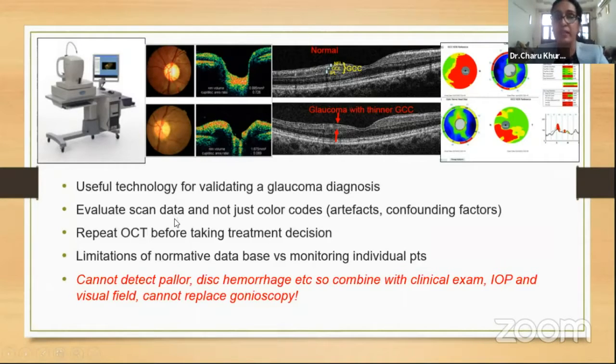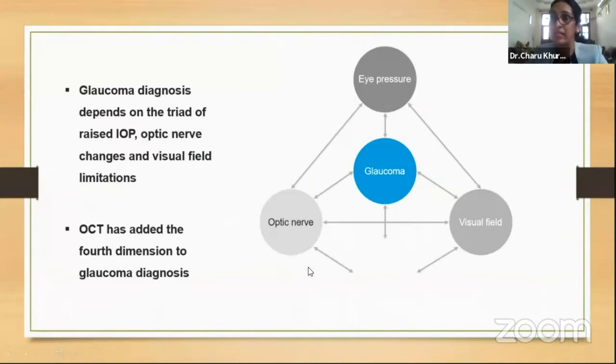However, remember to evaluate the scan data and not just the color codes. It is a good idea to repeat an OCT if you are taking a treatment decision based purely on OCT. But remember, an OCT cannot detect disc pallor or disc hemorrhages, so still needs a clinical exam for confirmation of glaucoma. So the triad that I began with my presentation, the eye pressure, the optic nerve cupping, and the visual field, has OCT as a very essential tool, a fourth dimension to glaucoma diagnosis.